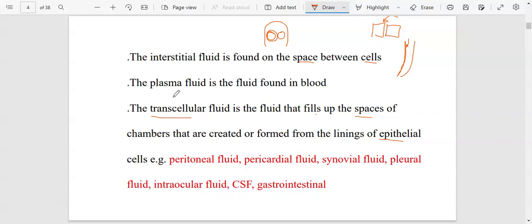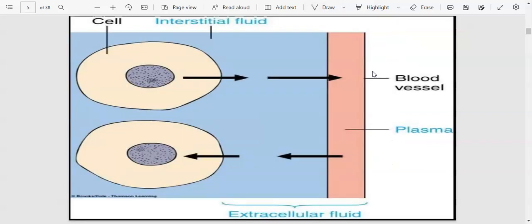So we basically see that it is also outside the cell. That is why sometimes the transcellular fluid is put under the interstitial fluid. The transcellular fluid is going to include the peritoneal fluid, pericardial fluid, synovial fluid, pleural fluid, intraocular fluid, the CSF, which is the cerebrospinal fluid, and then we also have the gastrointestinal fluid, which is found in the digestive tract.